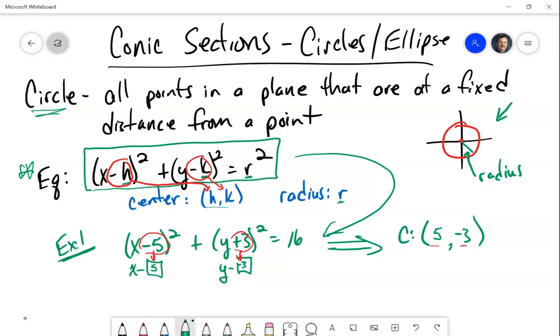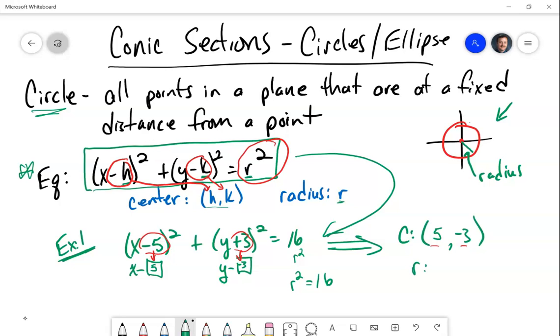So notice here at the end of my standard form that the number over here represents the radius squared. So this 16 that I have here is not the radius. This represents the radius squared. So to figure out what my radius is going to be, I need to think about, hey, if this is the radius squared, then what would r have to be so that when you square it, it gives you this number at the end, 16.